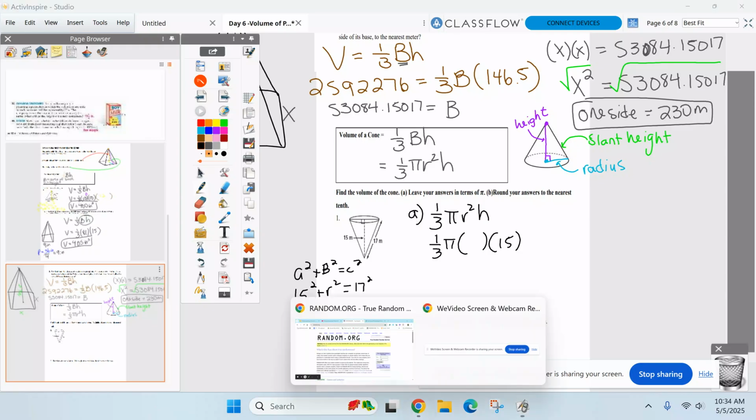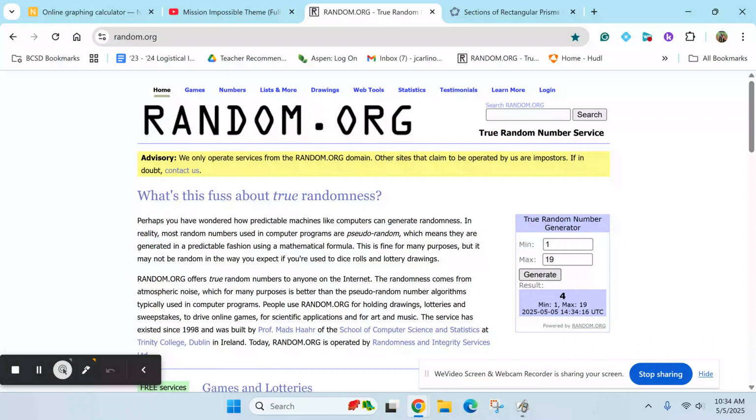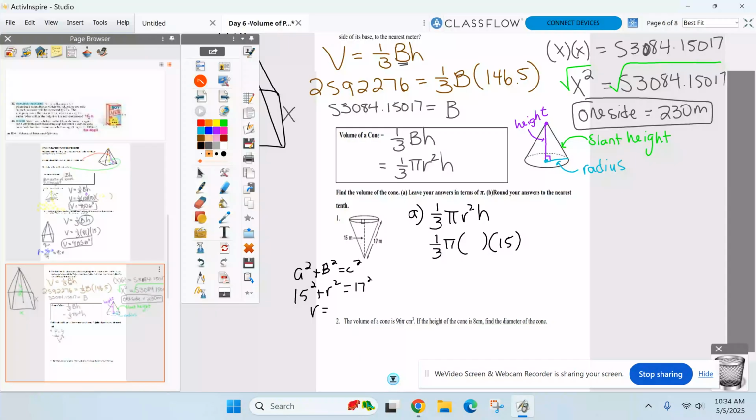And using Pythag, what'd you guys get for your radius length using Pythag? Here we go, up and down. Violet, what'd you get? 8, good work.